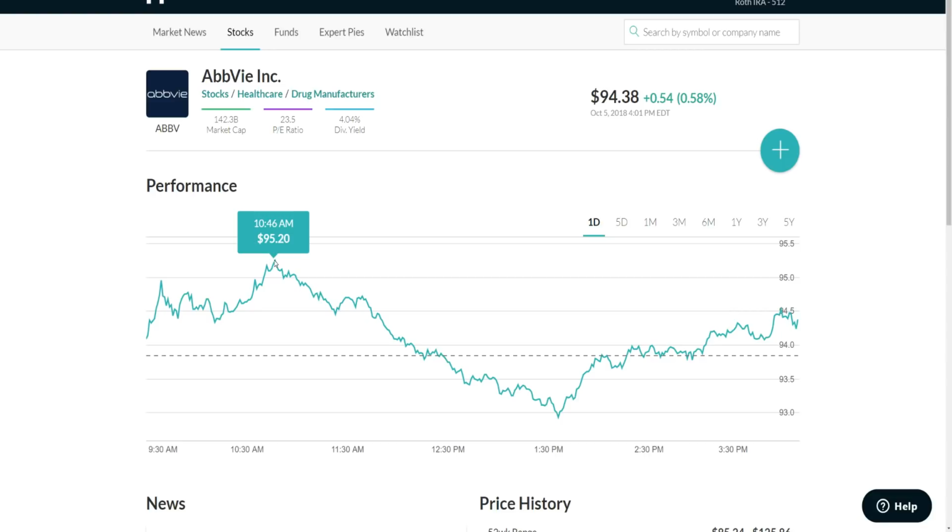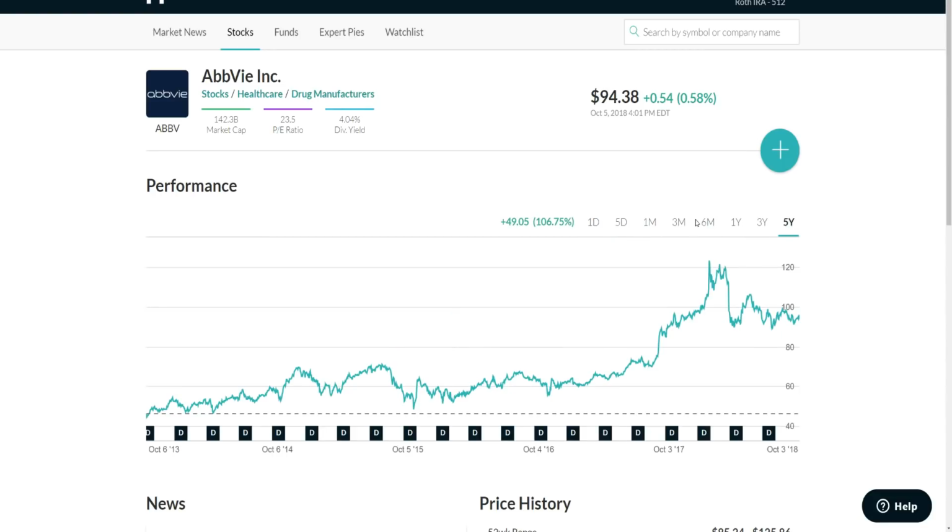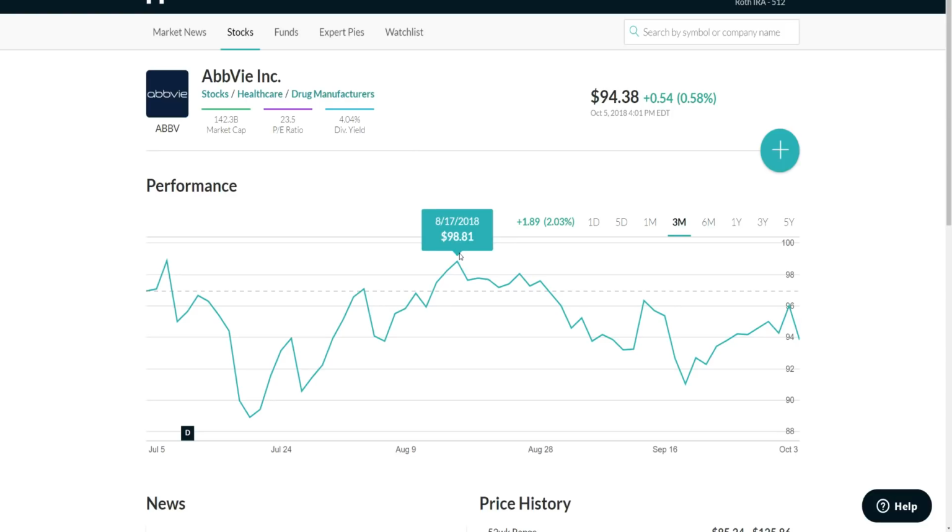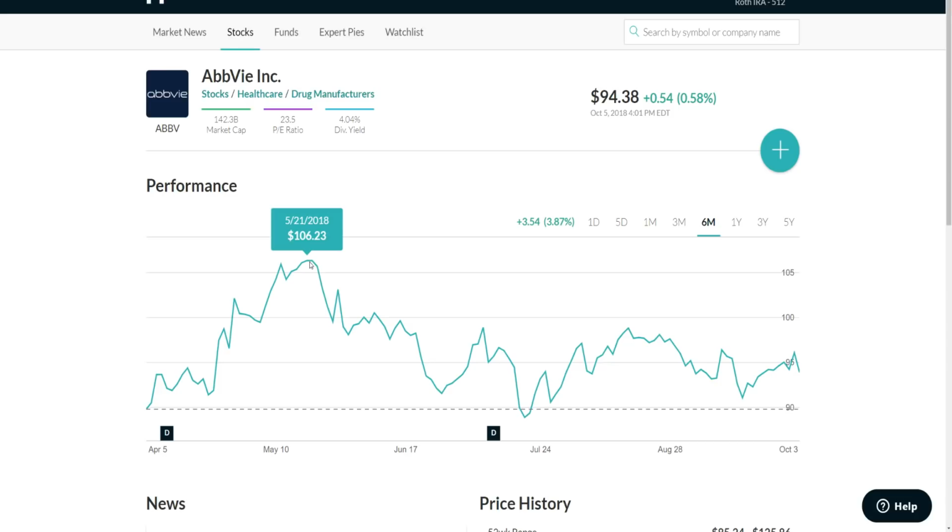It's coming off its highs here of, let's see, where was its high for the year? Let's go ahead and look here. So maybe about $98 and some change. So it is down here right now at $93. So it has come off its highs for the past couple months. So actually it did hit $106.23. So AbbVie right now, great dividend yield. They increased their dividend by 10%.